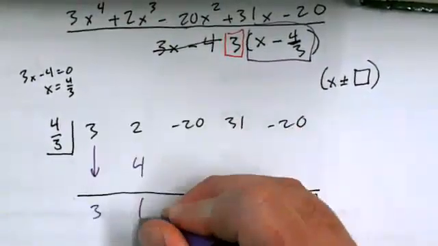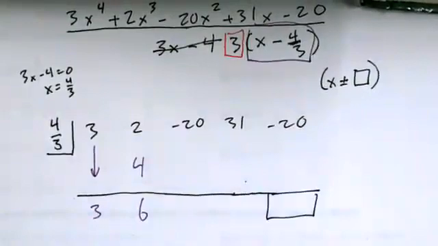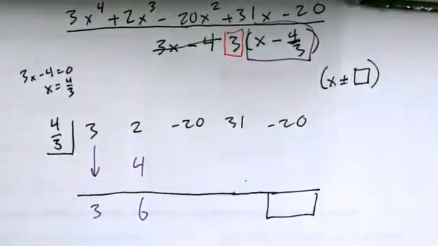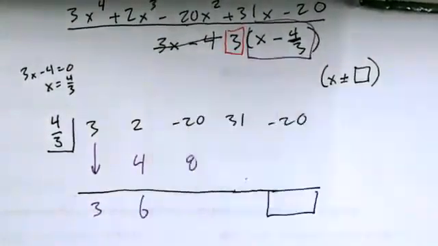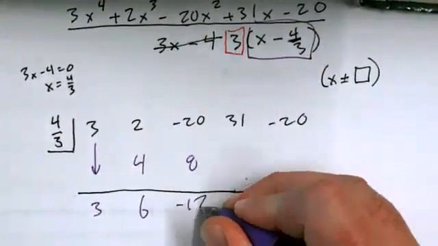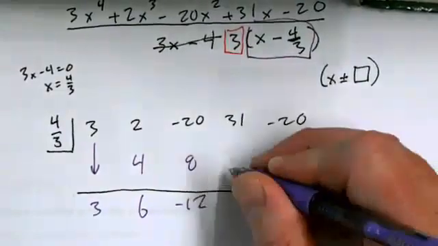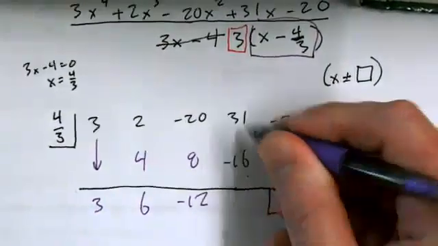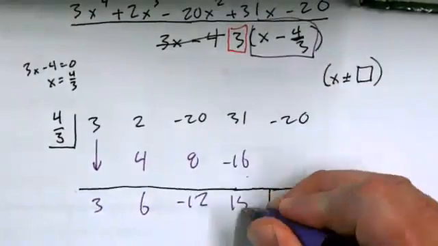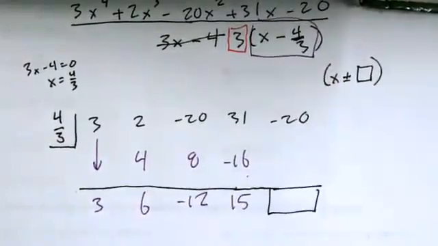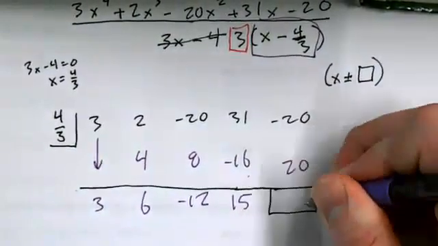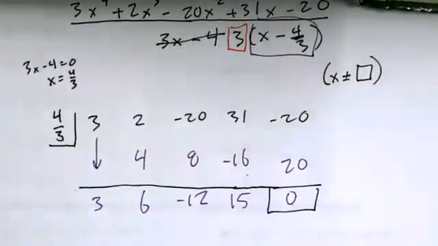2 plus 4 is 6. What's 6 times 4/3? We'll divide by the 3 first and then multiply by the 4 and you'll get your answer. That would be 8. -20 plus 8 is -12. Divide by 3, multiply by 4. -16. 31 minus 16 is 15. Divided by 3 is 5. Multiplied by 4 is 20. And we get a 0 remainder.